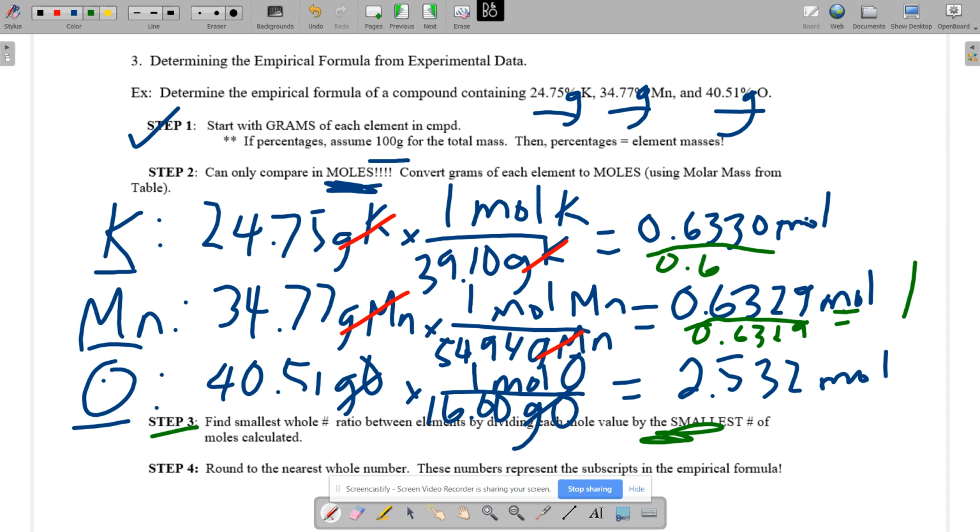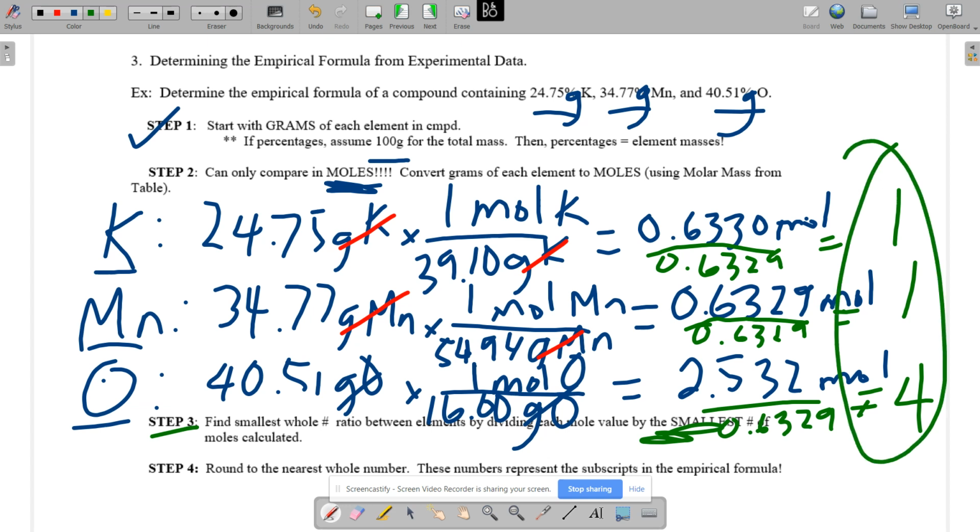So I'm going to divide this one by that same number, which also goes in once, and then this one, 2.532 divided by 0.6329. You can punch that in if you want. It goes in about 4 times, and it comes out pretty exact. So what you guys see here is, by dividing by the smallest mole value, you set the smallest one to 1, and then anything bigger than that is going to be some whole number. All right, well, look at that. So that, my friends, is basically the subscripts for this formula.